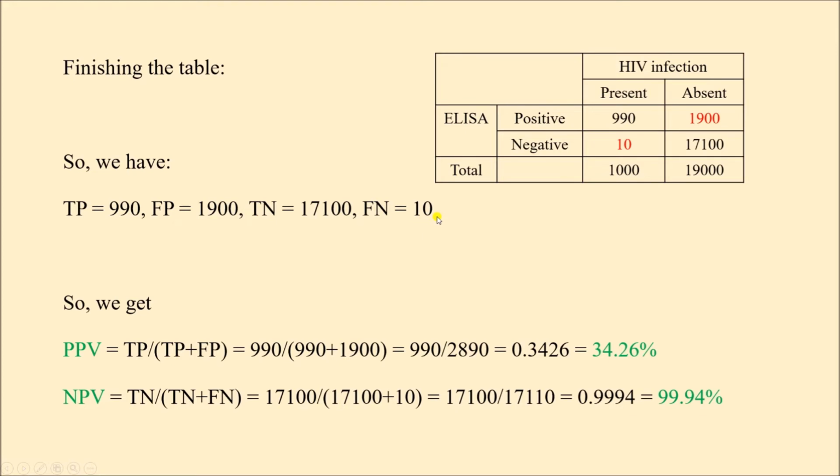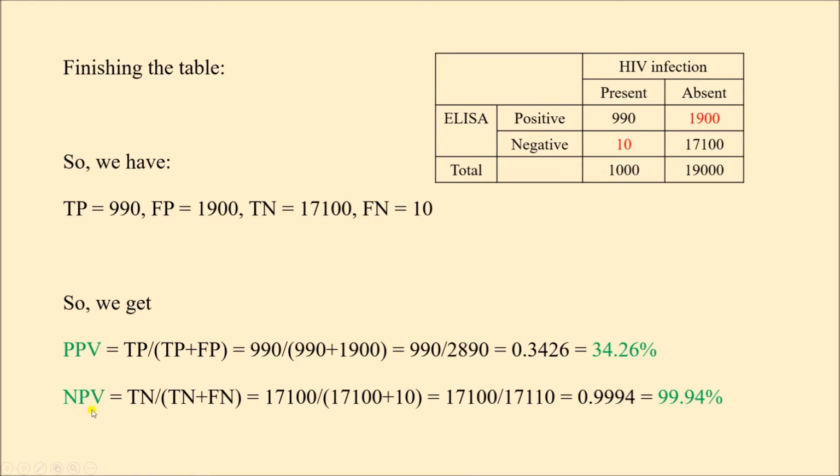Now since we have all this data about true positive, false positive, true negative and false negative, we can right now calculate the positive and negative predictive value. So the positive predictive value is true positive divided by true positive plus false positive. Now I am not going to discuss this formula. It was discussed in the previous video and I am sure you already know by now. So this calculation comes out to be 0.3426, which is about 34.26%. So the positive predictive value of ELISA in the first population is 34.26%.